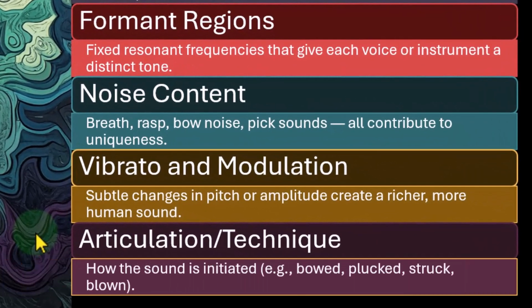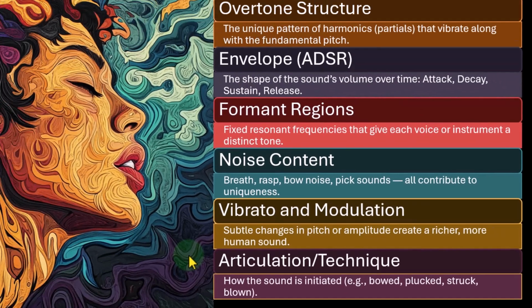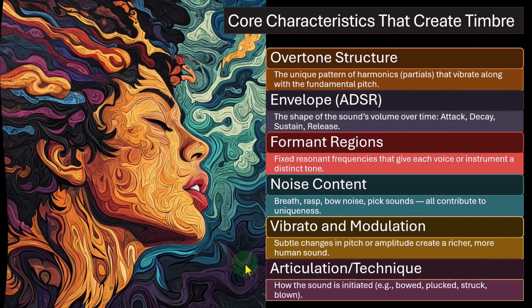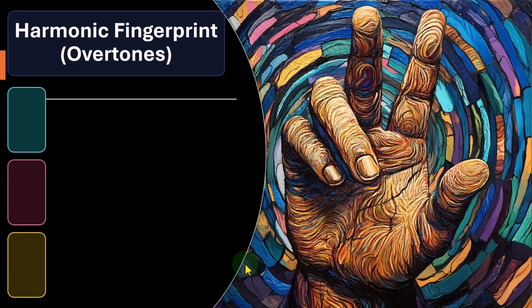Articulation technique: how the sound is initiated. Is it bowed? Is it plucked? Is it struck or blown? So what kind of instruments are we talking about here? We're primarily going to be looking at the guitar when we get into our understanding of the music theory in more general terms. But obviously most of this is going to apply to different instruments as well, and so you can get a broader context of it from that.